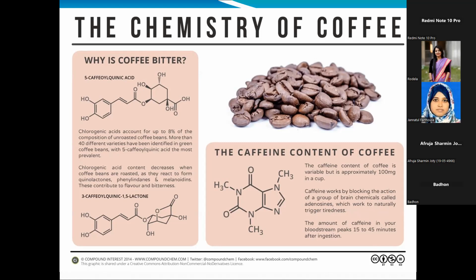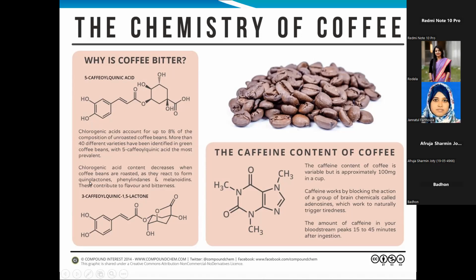Interestingly, sometimes you feel bitterness in coffee. Bitterness is associated with two compounds, 5-caffeoylquinic acid and 3-caffeoylquinic 1,5-lactone. These two compounds are basically associated with the bitterness of coffee. Chlorogenic acids account for up to 8% of the composition of unroasted coffee beans. More than 40 different varieties have been identified in coffee beans, but basically we take the roasted beans.